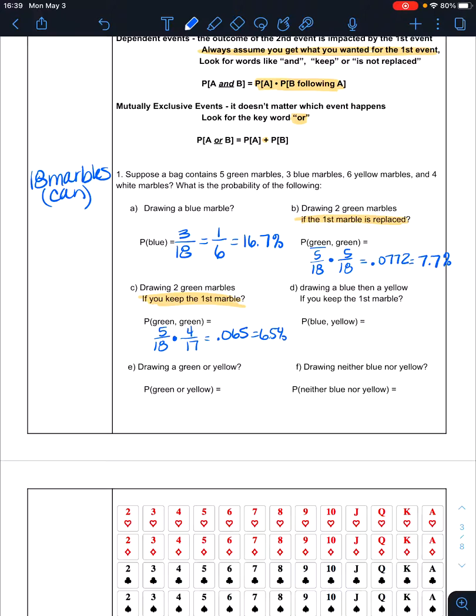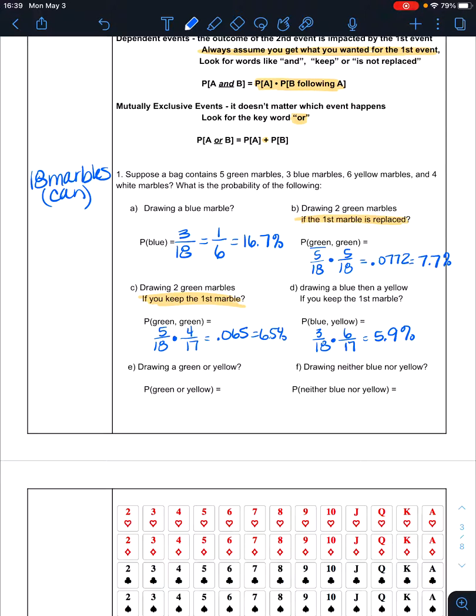Okay, so now let's look. What about drawing a blue and then a yellow if you keep the first marble? So what's the probability of drawing a blue first? There are 3 blue marbles and there are 18 marbles in the bag. I reach in, I draw, I get a blue, I keep it. And now, how many yellow are there? Well, there are still 6 yellow in the bag because I got a blue the first time, but now there are only 17 marbles in the bag. Before I reached in to get the next one, there were only 17. And I multiply those two together. So 3 divided by 18 times 6 divided by 17 is 5.9%.